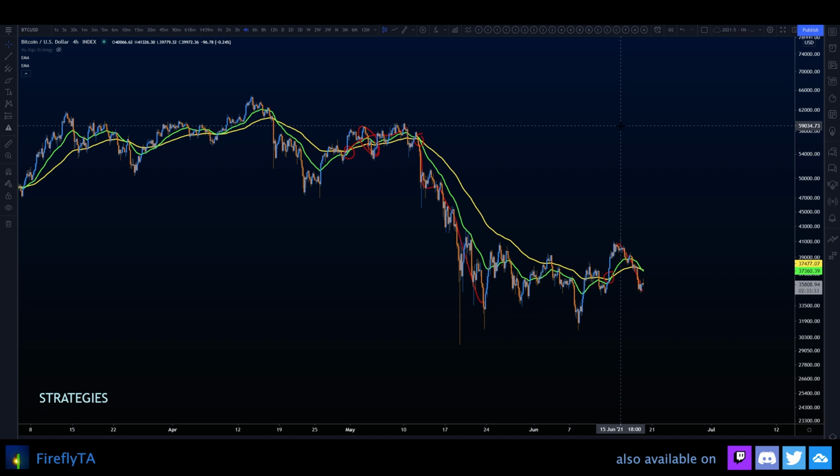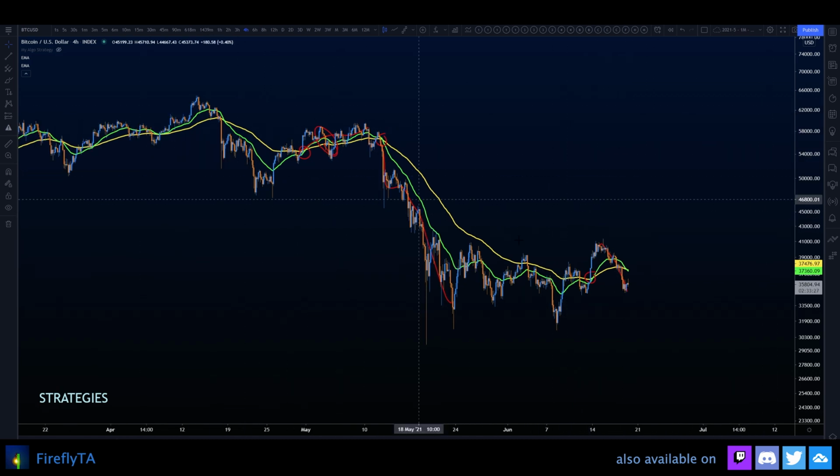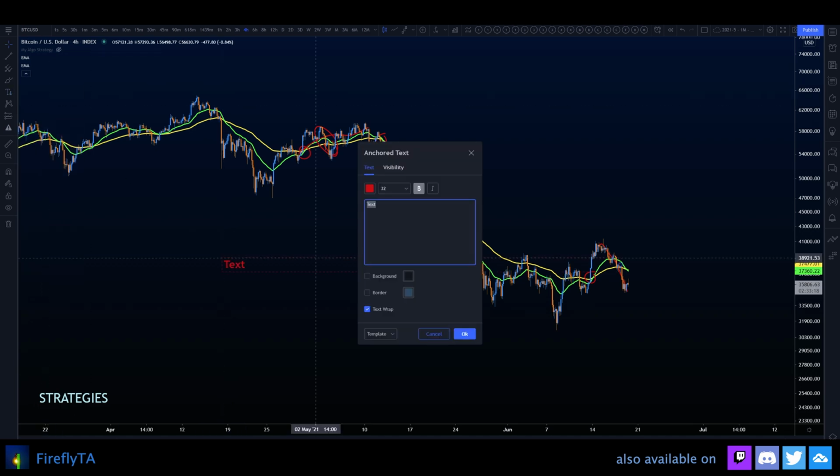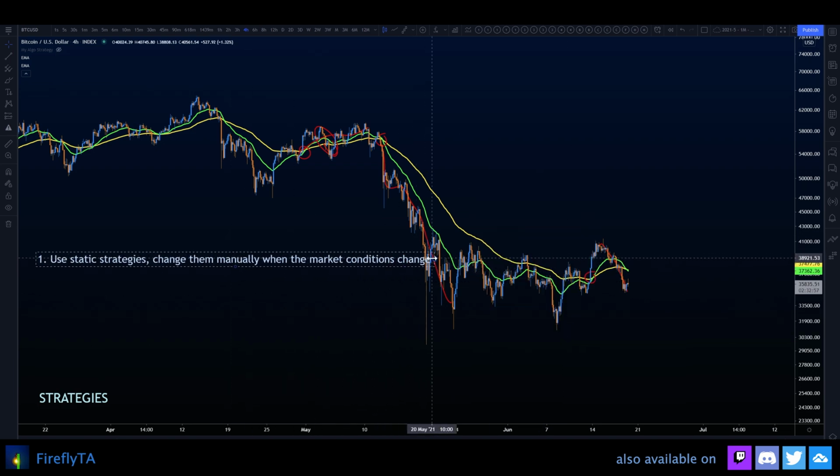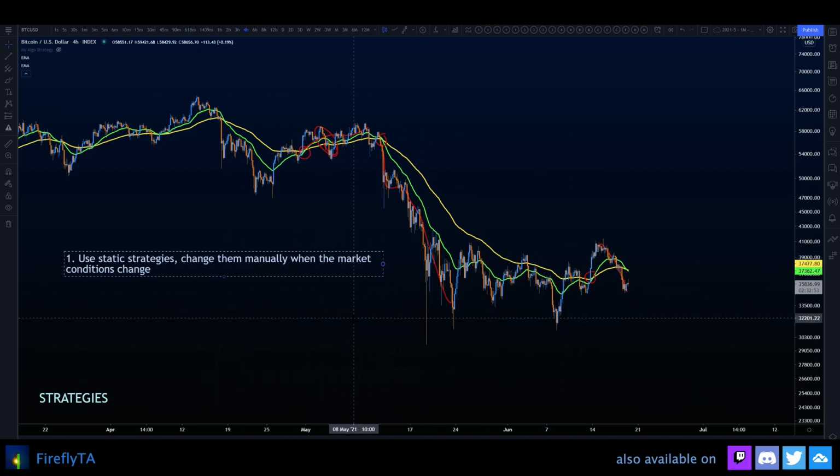And this is basically the reason why you even want to get rid of static strategies at some point and make them more dynamic. But this is completely up to you. I mean, you have two options here. The first thing you can do is use static strategies like this and change them manually when the market conditions change. You use static strategies, but you have to change them manually.